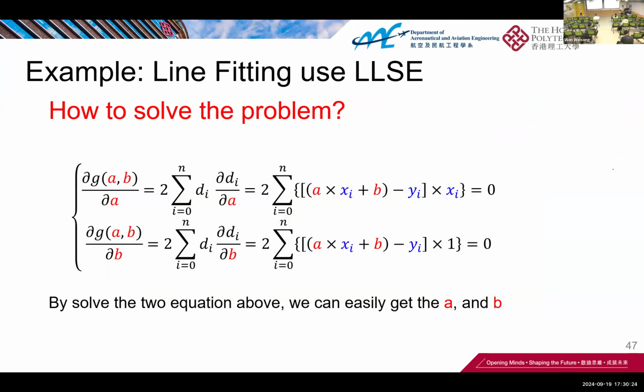As I mentioned, the optimal solution usually lies at the points with 0 gradients. So in this case, we want to make this 0. By solving these equations, you are able to get A and B. Theoretically, you should be able to get A and B. Because this is a linear case, you can solve it efficiently.